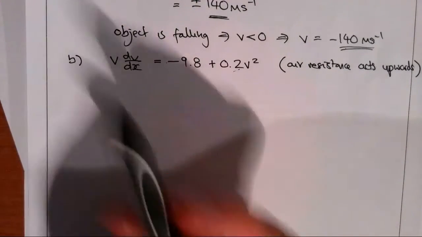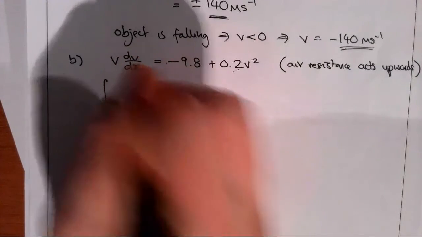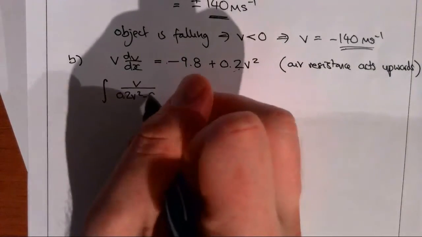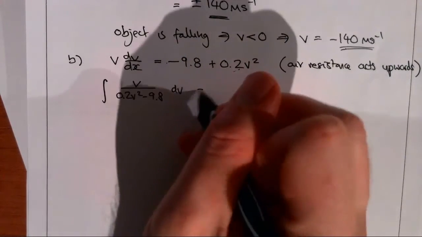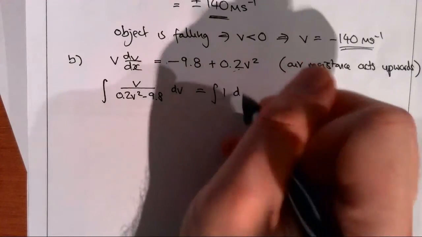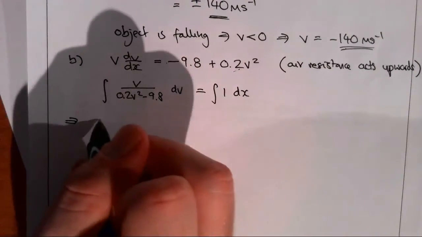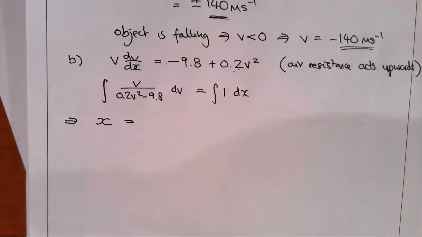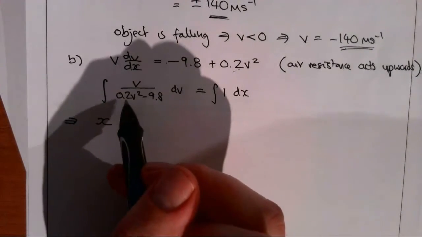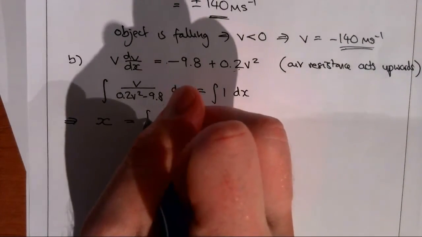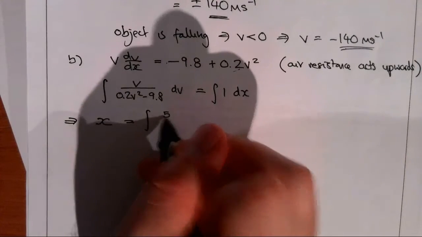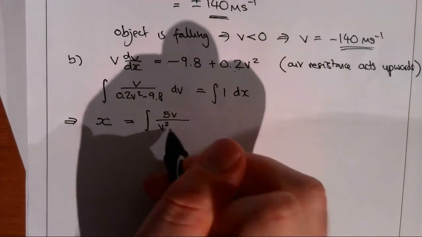So here's my expression. I do the separation of variables again, and as I do that I'm going to get the integral of v over 0.2v squared minus 9.8 dv equals the integral of 1 dx. So in other words, x equals, and as I'm looking at this integral here, you can multiply by 5 first of all.